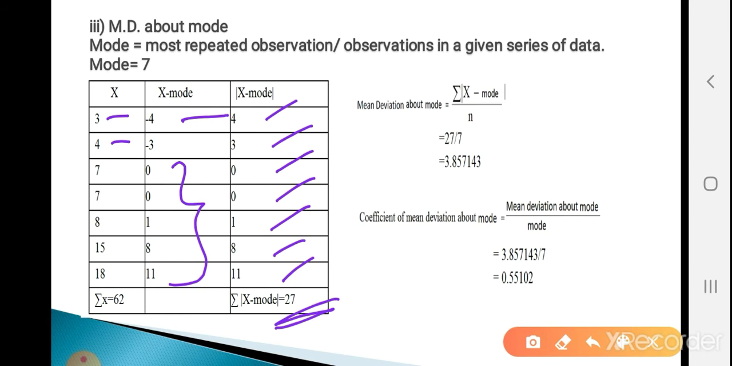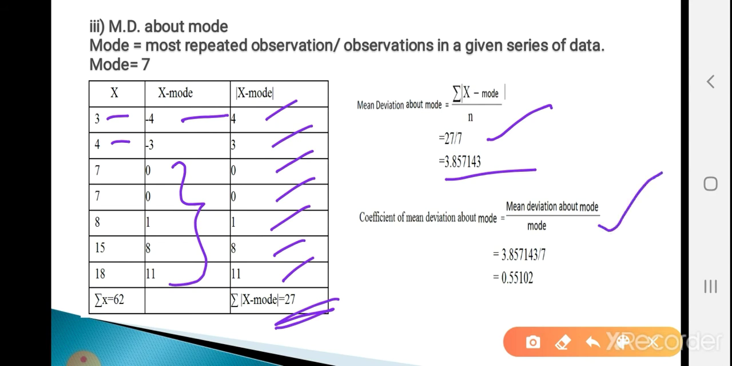Now just plug the value of summation mod of x minus mode, which is equal to 27, and n is equal to 7 in the formula. So 27 divided by 7, so the value is 3.857143. Now the coefficient of mean deviation about mode formula is mean deviation about mode divided by mode.